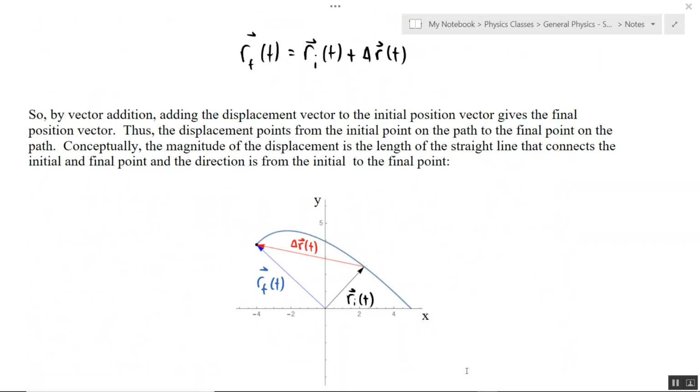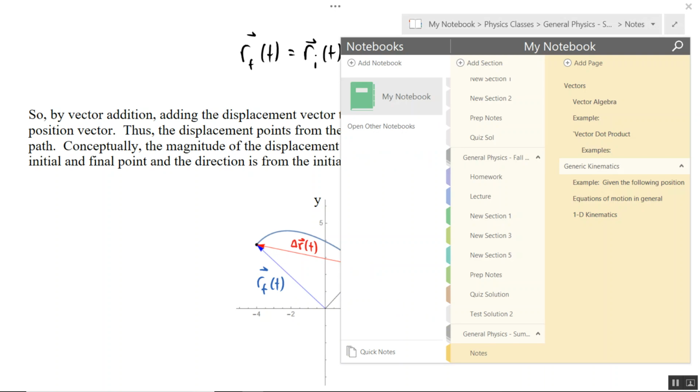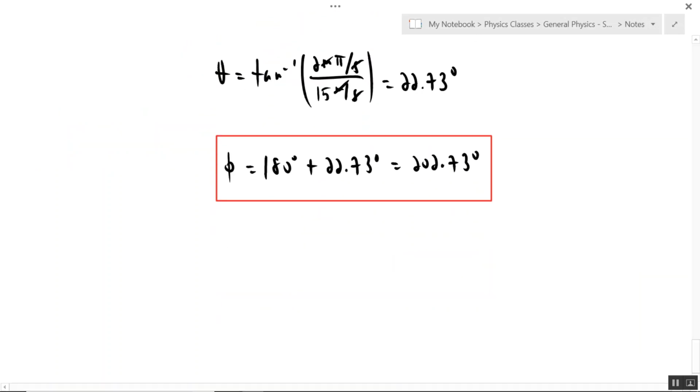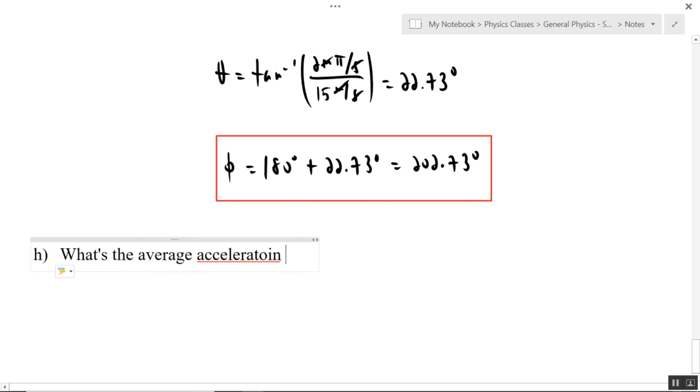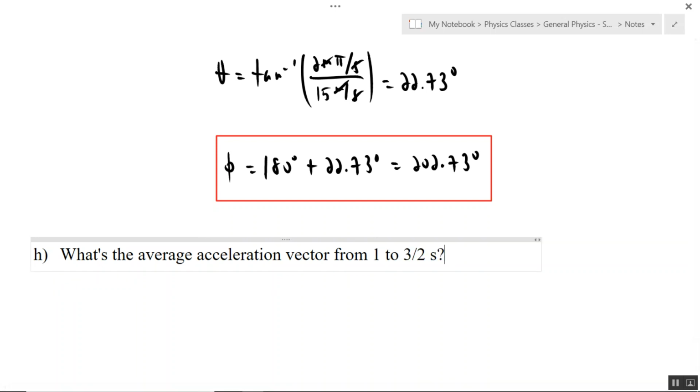All right, so now what we're going to do is an example with average acceleration. So let's go back to this. We're just going to continue with this example here. The next thing we're going to do is ask, what's the average acceleration vector from 1 to 3/2 of a second? In other words, from 1 second basically to 1.5 seconds.